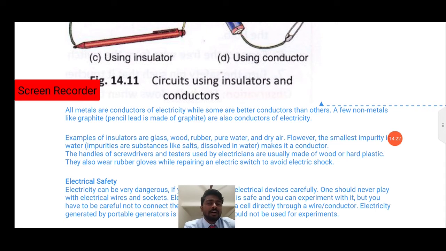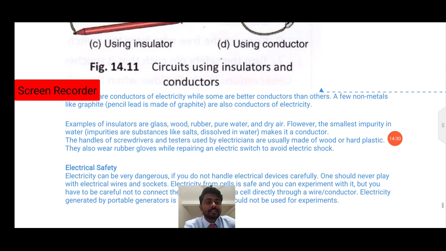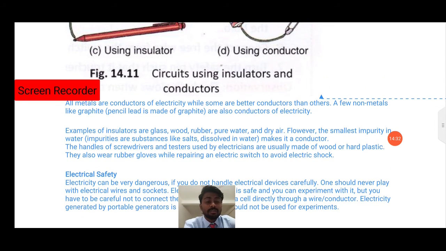All metals are conductors of electricity, while some are better conductors than others. But a few non-metals, not all non-metals, just a few non-metals like graphite, it means pencil lead is made up of graphite, are also conductors of electricity.